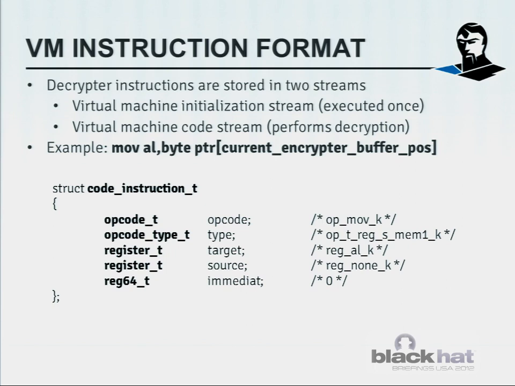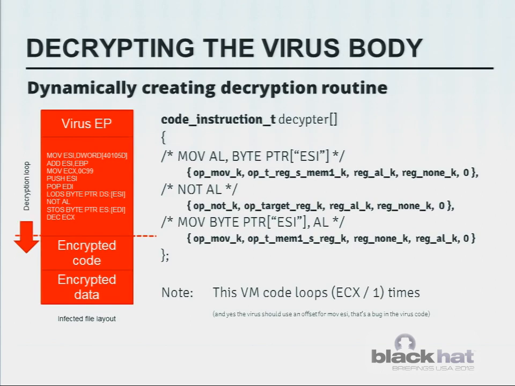So the opcode is mov. The opcode type is target is register because we are moving to AL, and we're moving from the encrypted byte. So source is memory and it's 1 byte in size. So that is the opcode type. The opcode target is the AL register. Source is none because we're reading from memory, and we don't have any immediate values. So for this specific virus, so for awful, we have to create a specific decryptor.